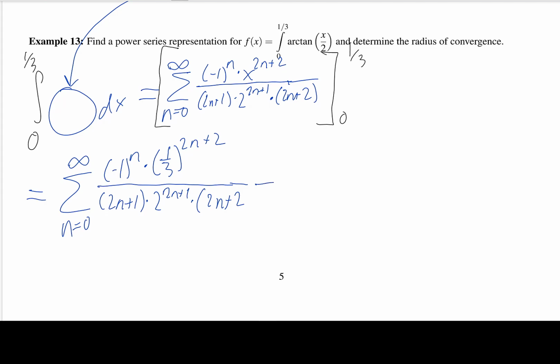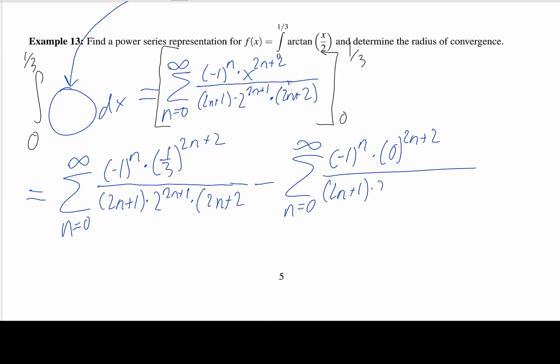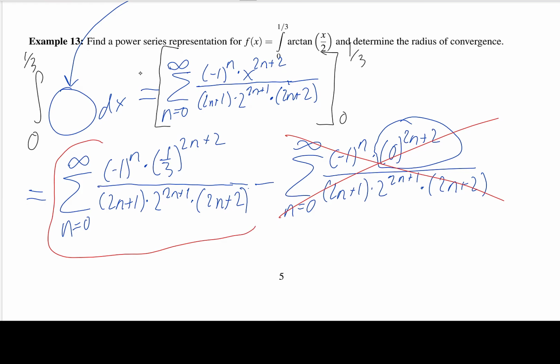And then we'll have minus the sum from n equals 0 to infinity, negative 1 to the n times 0 to the 2n plus 2 over 2n plus 1 times 2 to the 2n plus 1 times 2n plus 2. Let me close that parenthesis off. Well, notice that this right here is going to go to 0, which means that the whole top is going to go to 0, which means that every part of this series is going to be 0. So this entire thing is just 0, so it turns out that our answer for this definite integral sits right here.